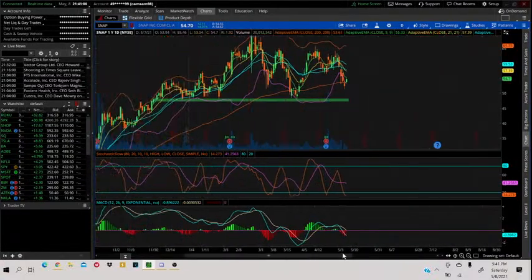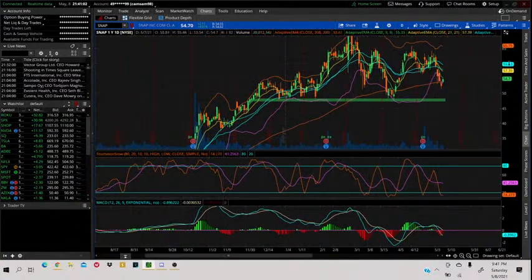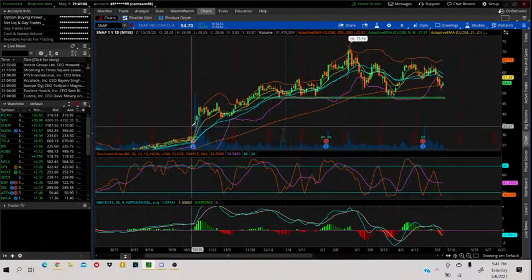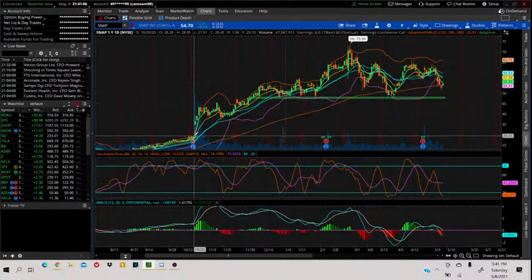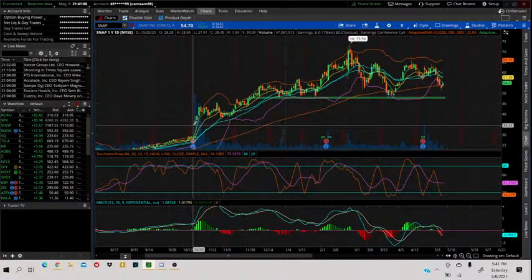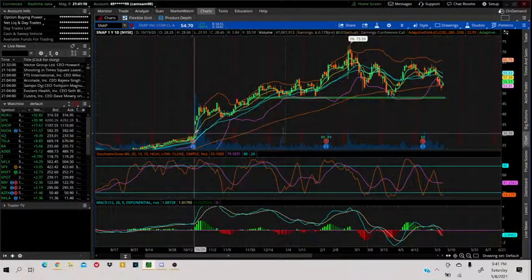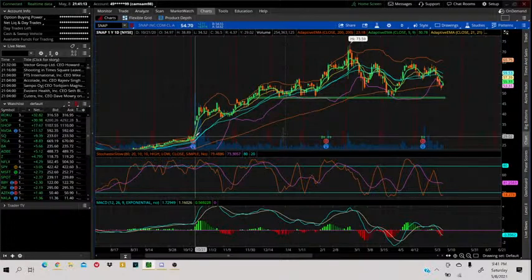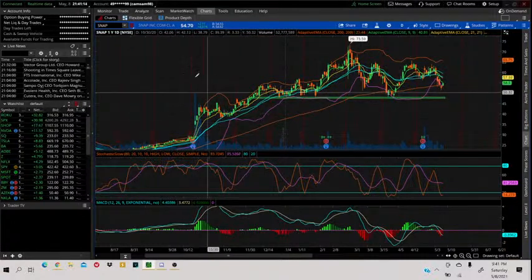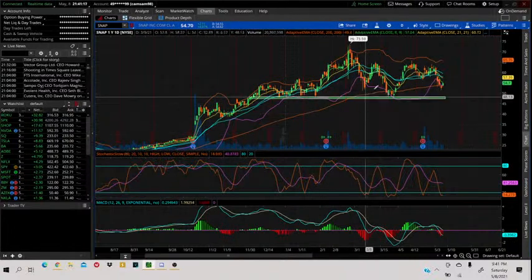And you can go back and look, and as you can see on the daily, there is a large gap to fill right here on Snap from 34.5 all the way down to 29. It's a $5 move right there that still has yet to fill.